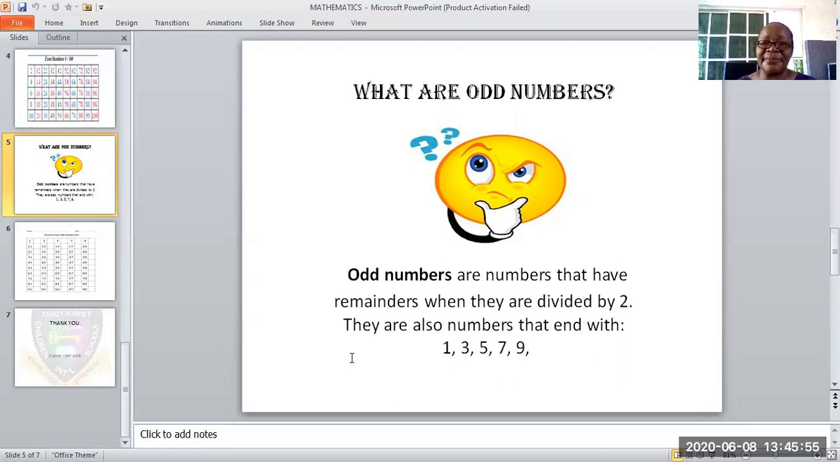4-digit numbers ending with odd number or even number. Are we clear? Yes. Do that right now, and then you can call.